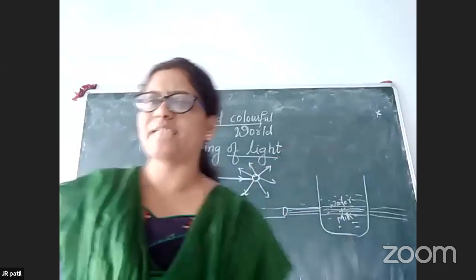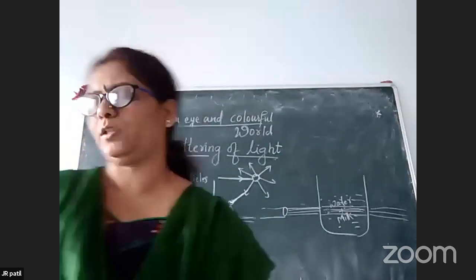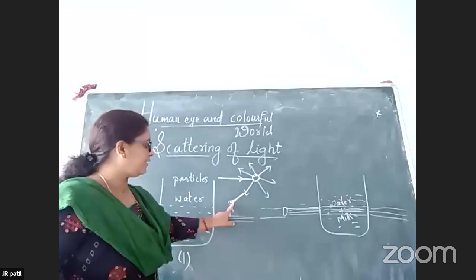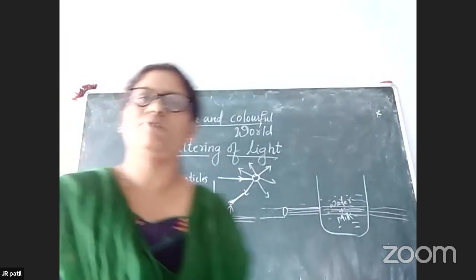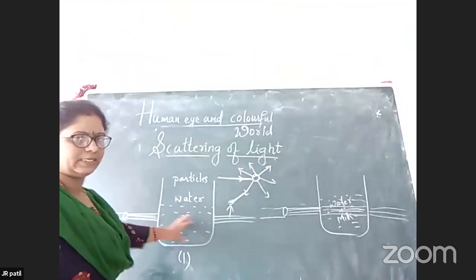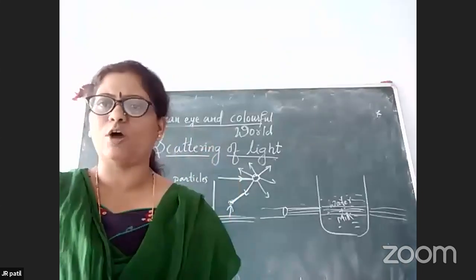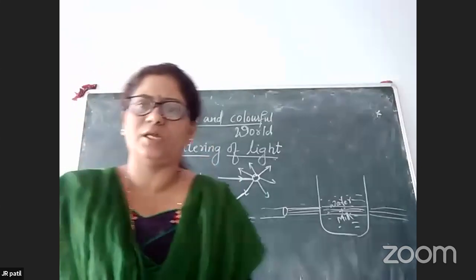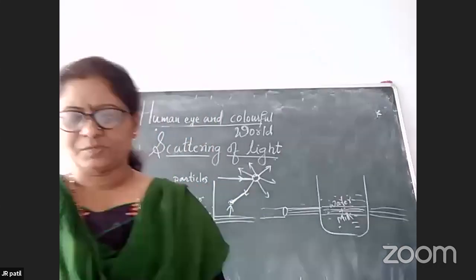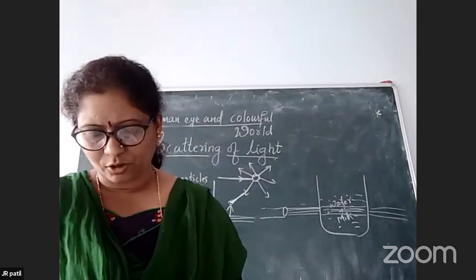And if there is no scattering, can you see the path of light from water here? No, madam. You can see the path of light only when scattering is there, and when the scattered light reaches your eyes, you can see the path of light. But this doesn't happen here, so we cannot see the path of light here. And this phenomenon, the scattering of light, means the splitting of the light by the collided particles, is called scattering.